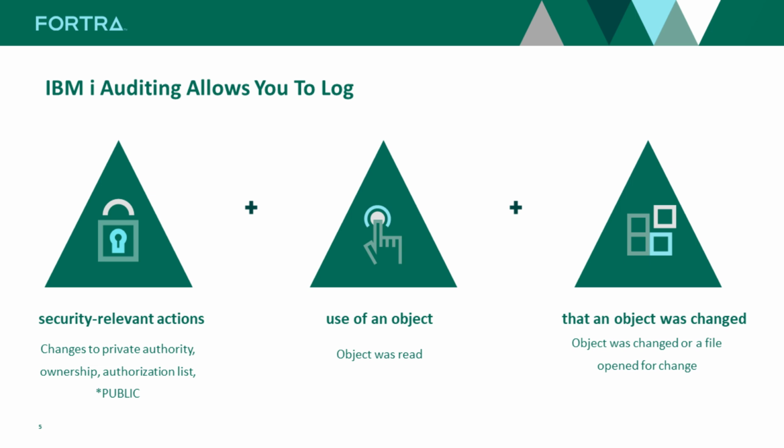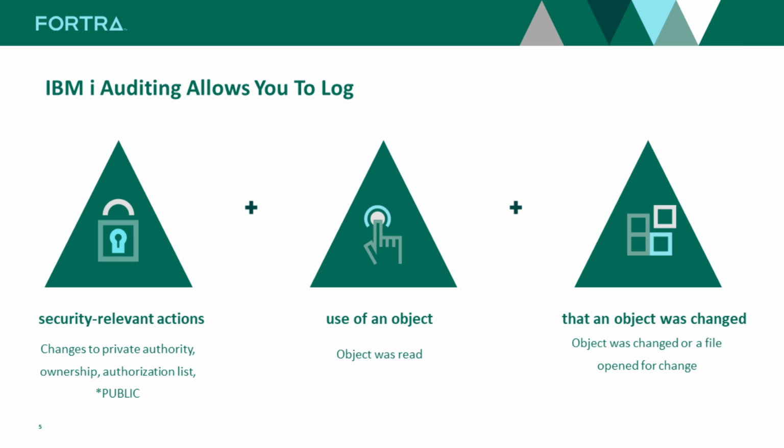So when we talk about the auditing, what does it actually let you see? It's going to let you see security relevant actions. These are changes to ownership, creation of user profiles, some more authorization list changes, changes to authority of objects. So really letting you know how the objects are being managed. And then we can also look at specific objects and how they're being used. Are they being opened for just reads? Are they being opened for changes? So not at the data level, but at the object level.